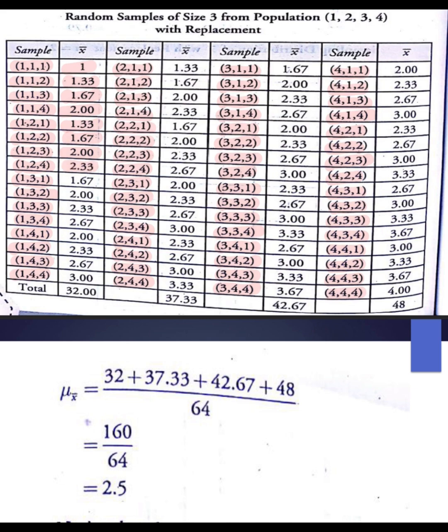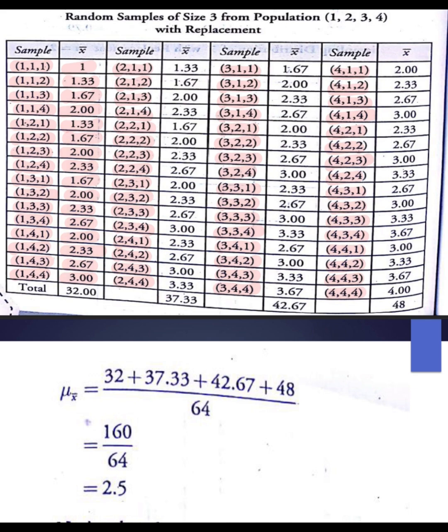1 plus 3 plus 1 divided by 3 is equal to 1.67. 1 plus 3 plus 2 divided by 3 is 2.00. 1 plus 3 plus 3 divided by 3 is 2.33. 1 plus 3 plus 4 divided by 3 is 2.67. 1 plus 4 plus 1 divided by 3 is 2.00. 1 plus 4 plus 2 divided by 3 is 2.33. 1 plus 4 plus 3 divided by 3 is 2.67. 1 plus 4 plus 4 divided by 3 is 3.00.